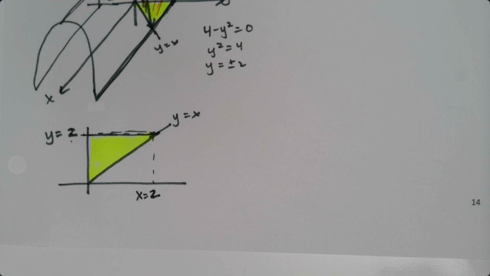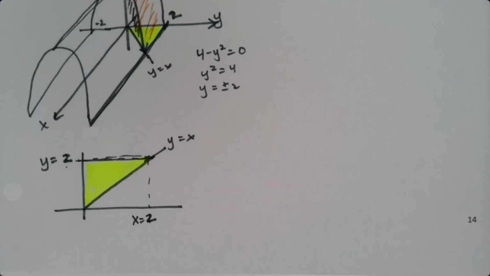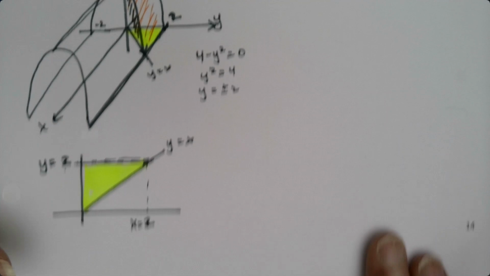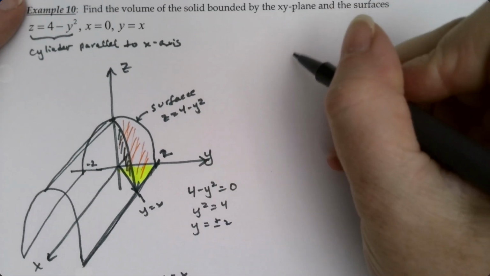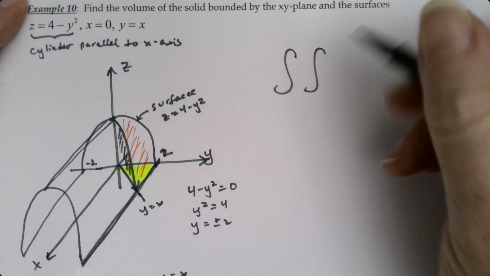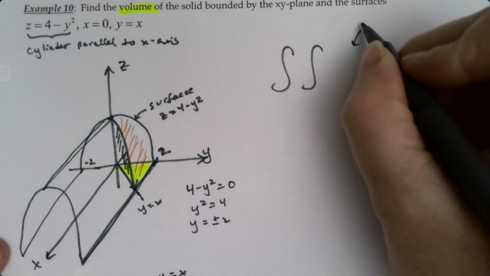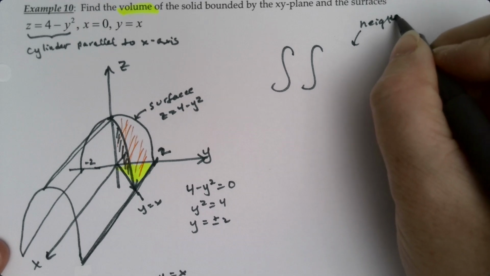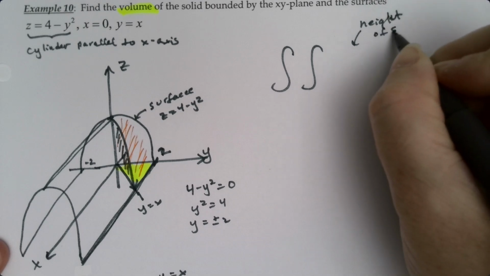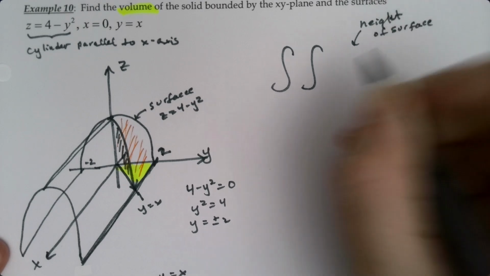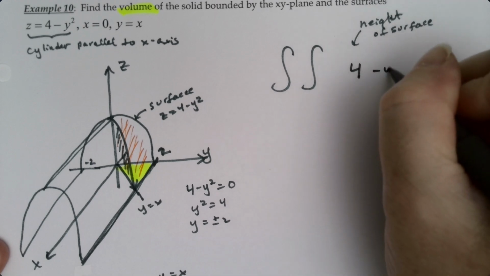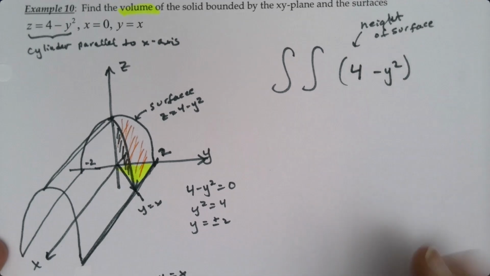Nice. All right. Now we have to choose which direction we're going to go for our integration. To be honest, it doesn't really matter that much in this case because the integrand is easy. So we have a double integral. To find the volume, we would integrate the height. So we need our height function here, the height of the surface. And the height of the surface is 4 minus y squared, right? That's our f of x, y.